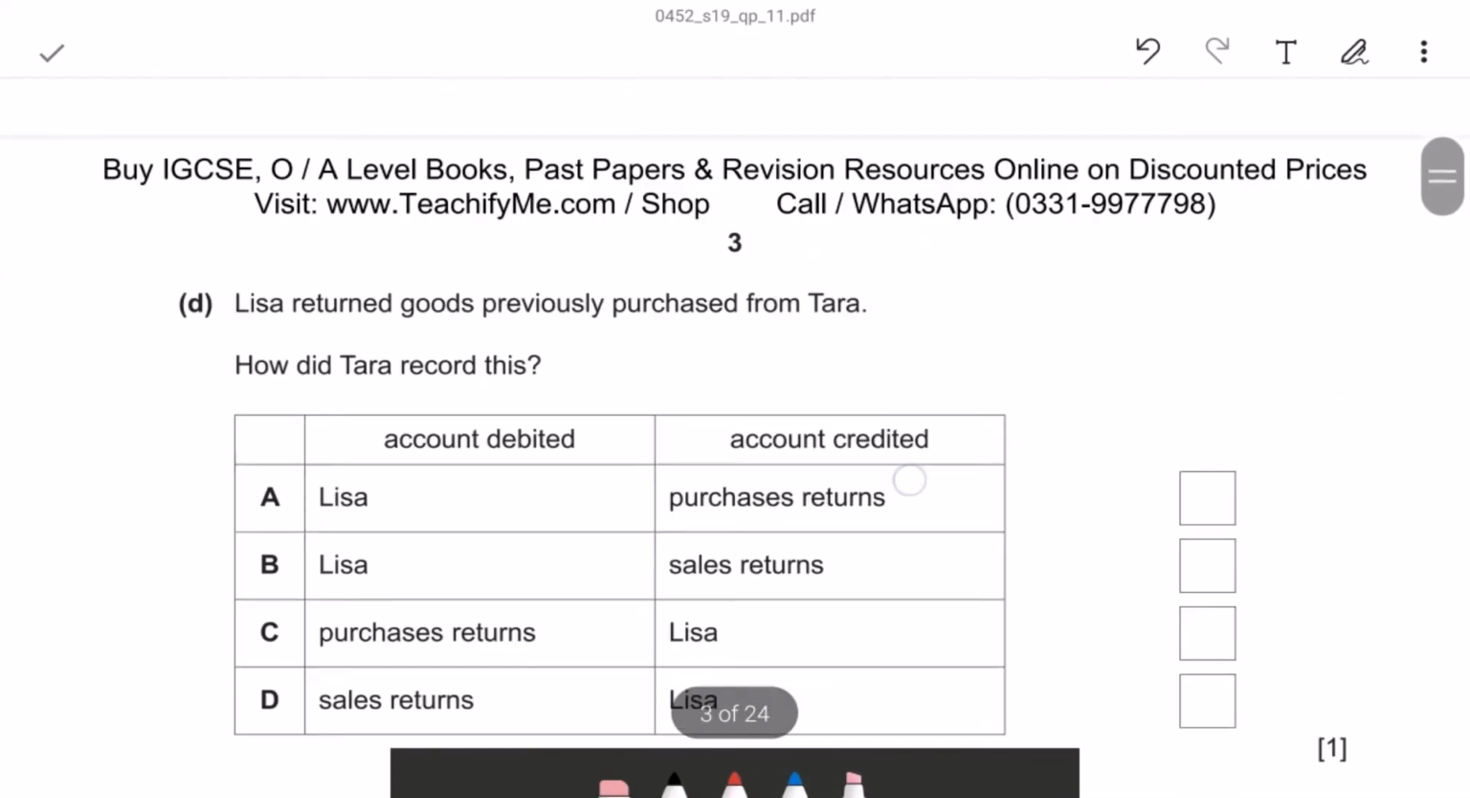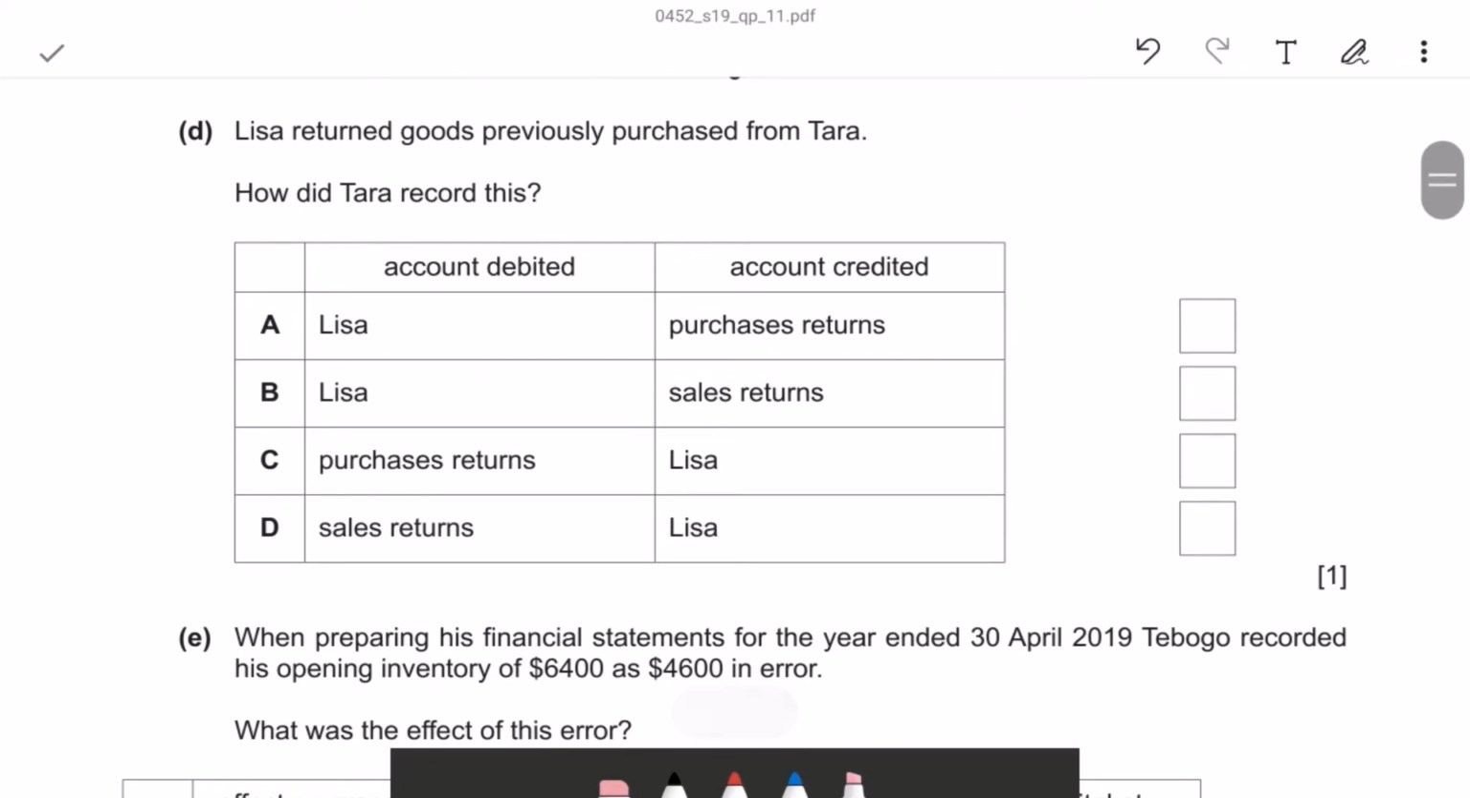Next question. Lisa returned goods previously purchased from Tara. Here first we have to check who is the customer and who is the supplier. Here Lisa is the customer and Tara is the supplier. How did Tara record this transaction in the books? To the supplier, it is sales and sales return. Supplier sold the goods to Lisa. Now Lisa is returning the sold items.